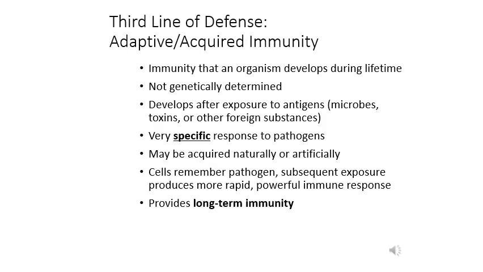The third line of defense then is the adaptive or acquired immunity, and this is immunity that we develop over time during our lifetime. This is very specific and does provide memory and long-term immunity. So it's not genetically determined. It is based on when we have exposure to antigens, microbes, toxins, or any foreign substance that we consider to be an antigen, our body will form a response to that, and then it will keep its memory to that pathogen for subsequent exposure as well.